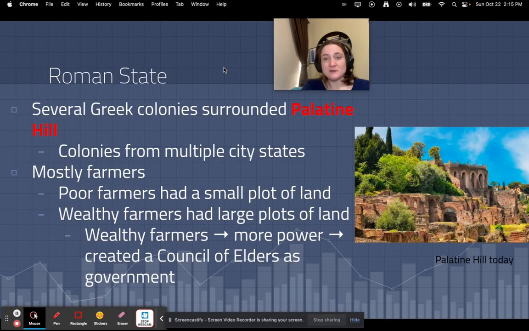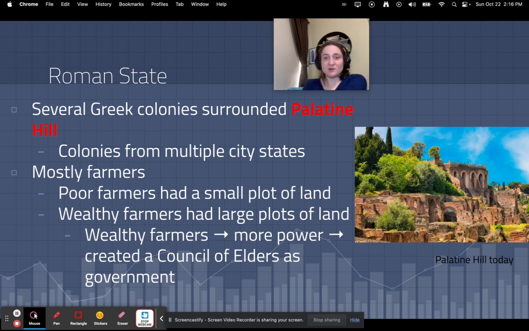So now we start moving away from being a colony, and Rome takes its own independence. There were several Greek colonies surrounding this hill. This hill is called Palatine Hill. You can still visit today. This is what it looks like. And colonies from multiple states surrounded this hill, so there was lots and lots of competition between them.